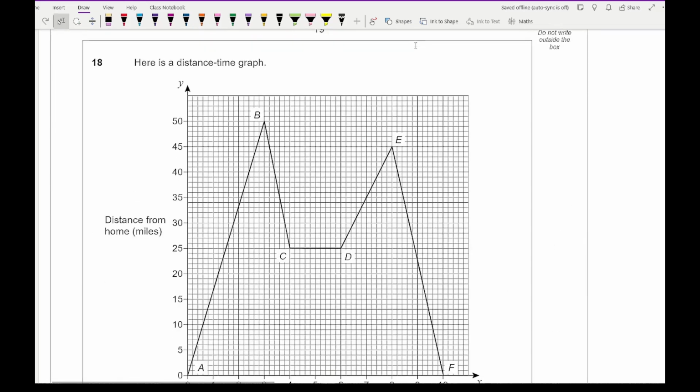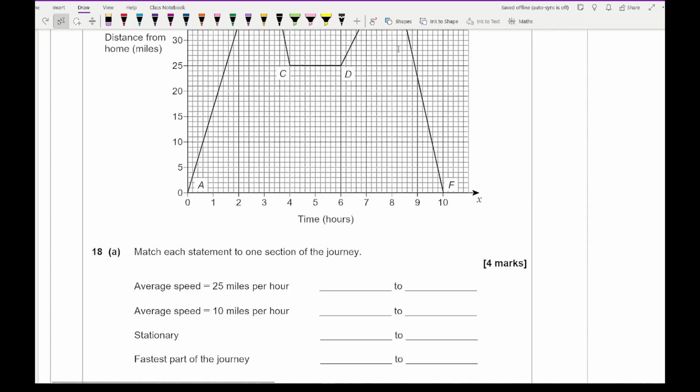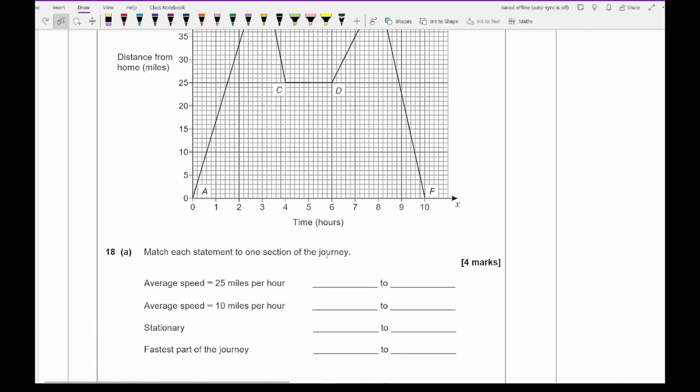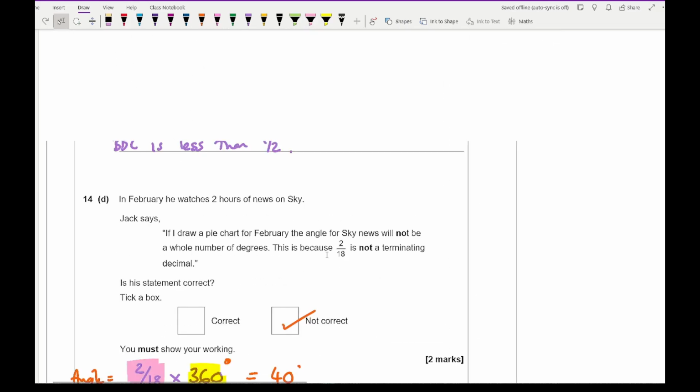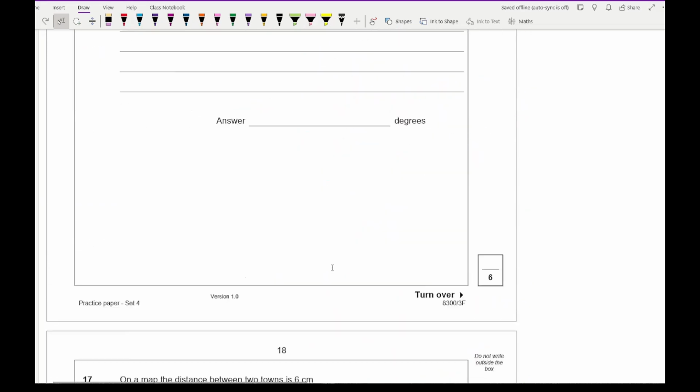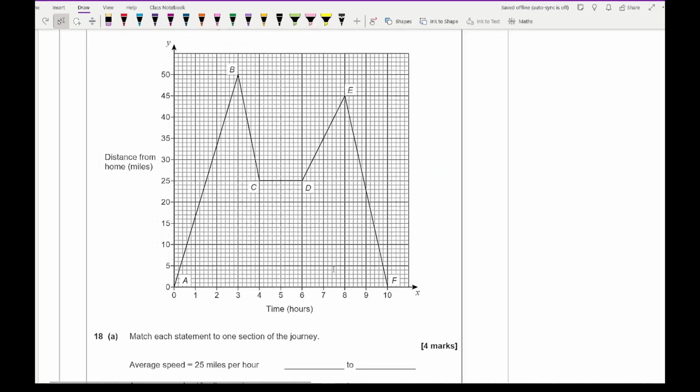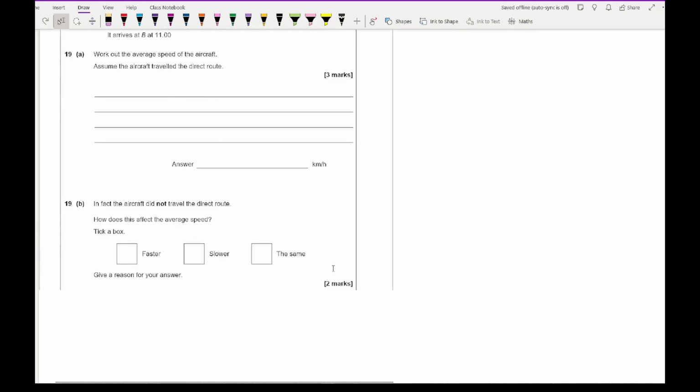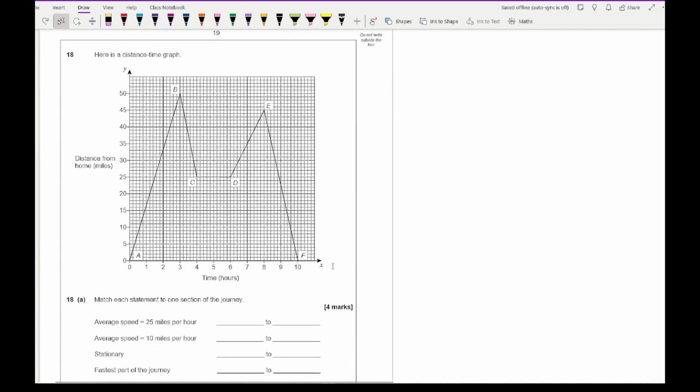Moving on to question 18, it says here is a distance time graph, and it says match each statement to one section of the journey. So let's go back to the question and zoom that in. There we go. So we can see it says the average speed.